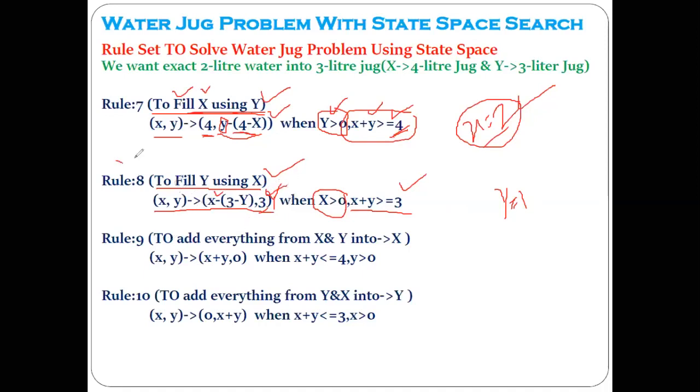So this is the rule number 8. Rule 9, to add everything from X and Y into X. What operation you want to perform? To add everything from X and Y into X.